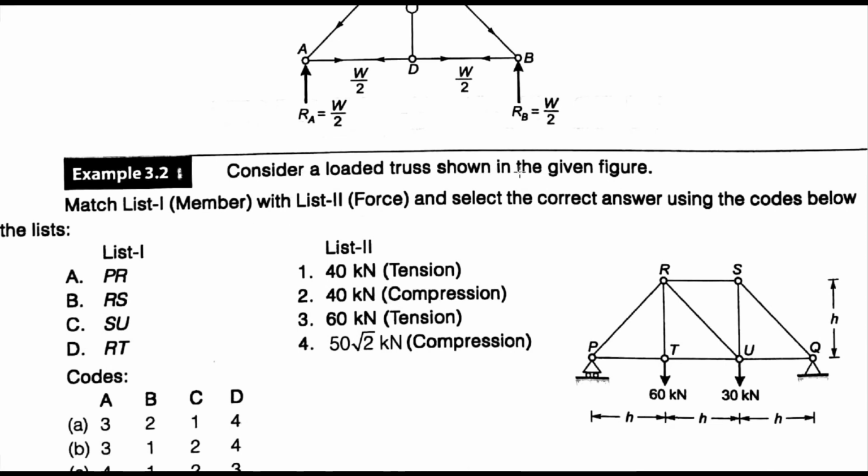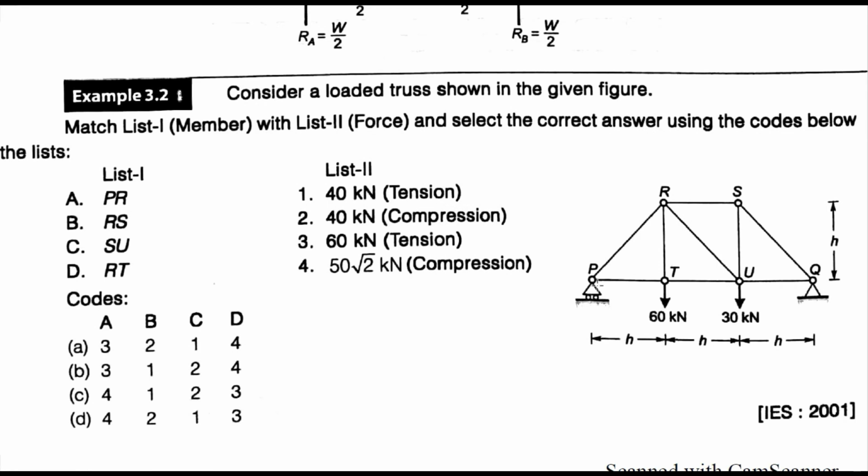Consider a loaded truss shown in the given figure, match List 1 members and List 2 forces and select the correct answer. So this is your truss again. This is a roller support. We have one vertical reaction, and here we have one horizontal reaction and one vertical reaction. Okay, and this is our distance H. External loads are 60 kilonewton and 30 kilonewton. So we need to determine whether it is a stable or determinate truss or not.